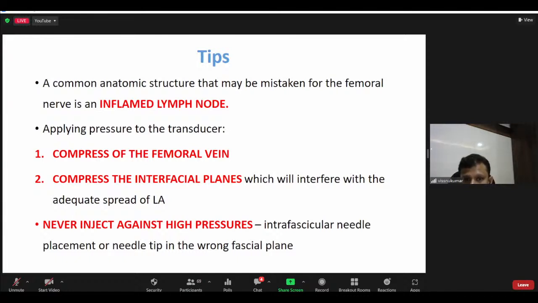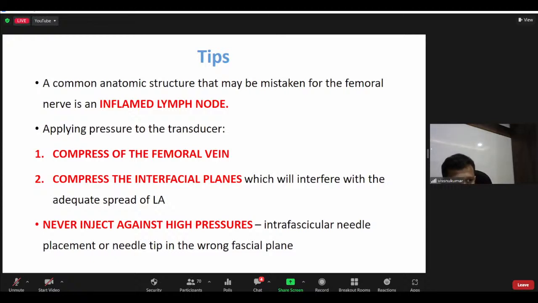If you press the transducer tightly, it is going to compress the femoral veins and you cannot get an optimized image. And another most important thing, during the initial time of practice, if you press tightly, then you're going to press the interfascial planes, which will interfere with the adequate spread of local anesthesia. And never inject against high pressures.